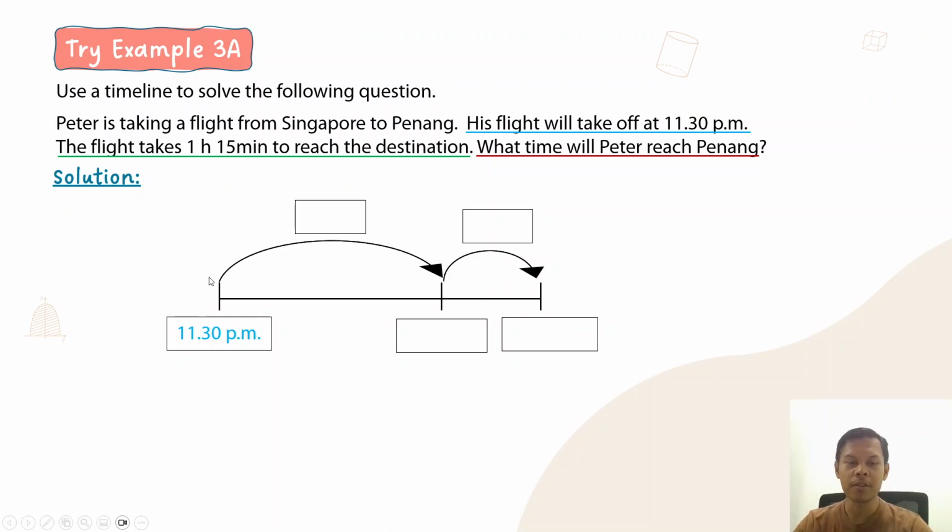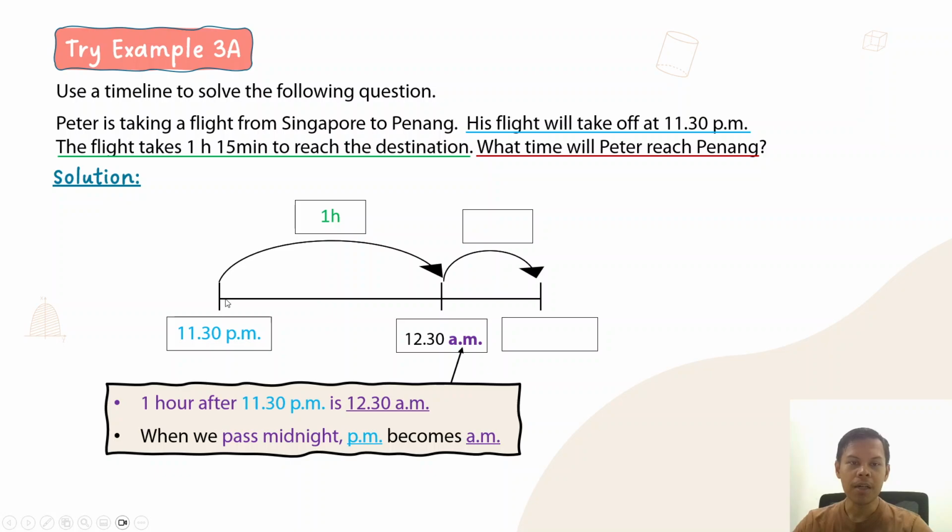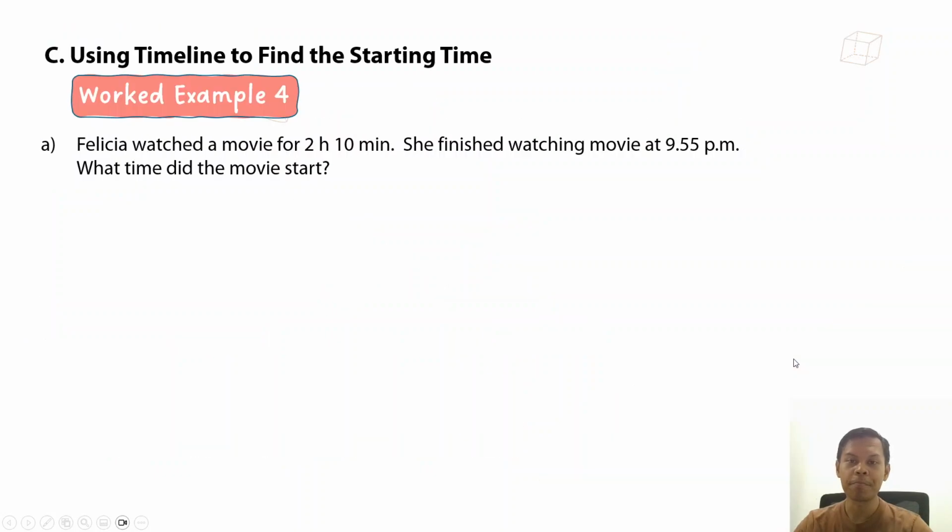All right, so 11:30 p.m. Draw the timeline first, and then we need to add another 1 hour. Okay, 11:30 plus another hour, it's going to be 12:30 a.m. This is past midnight already. And then we have another 15 more minutes. So we add 15 more minutes, which is going to be 12:45 a.m. This is after midnight already. So it's going to be 12:45 a.m.